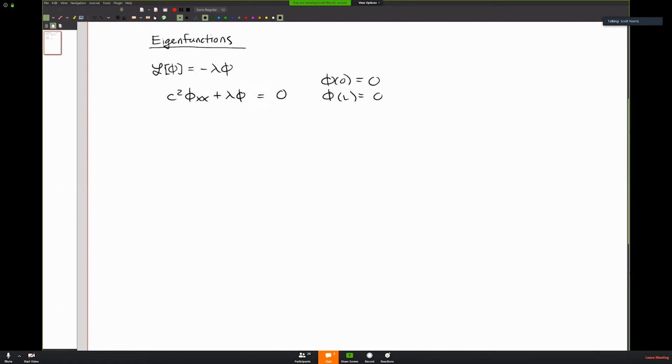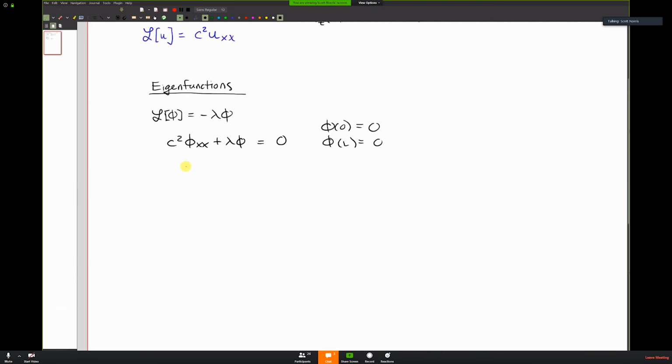All right, and so we've seen this many times. It's a constant coefficient second order ODE, so we guess e to the Rx. We get c squared R squared plus lambda equals 0. And so R equals plus or minus the square root of negative lambda over c squared, which you could say is plus or minus the square root of negative lambda all over c. c squared is always positive, so we can always take its square root. We just get c on the outside.